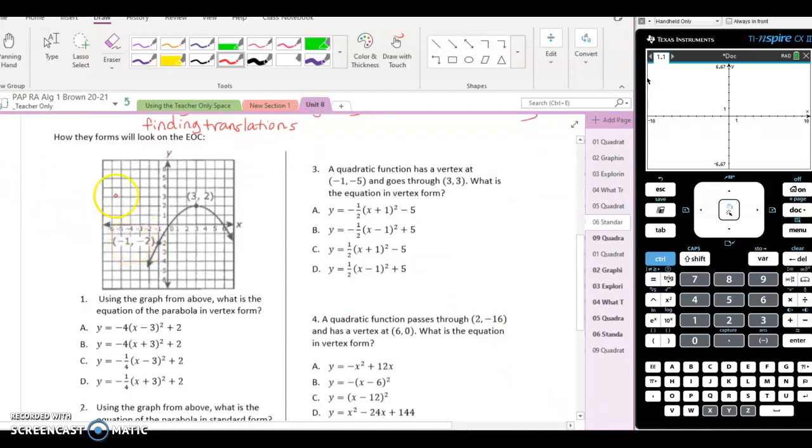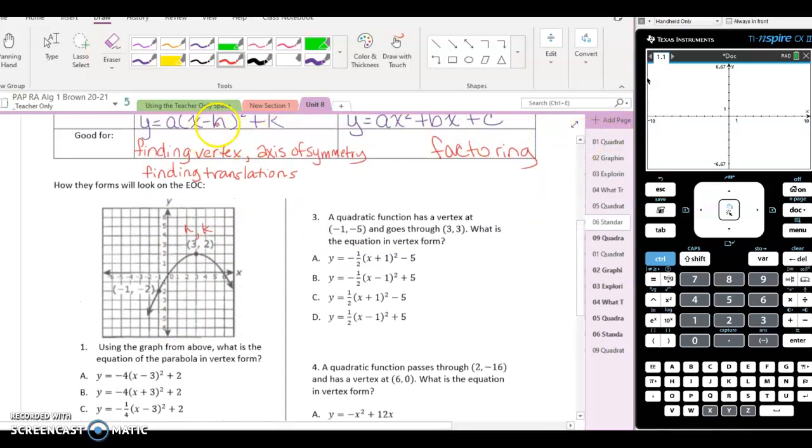So say you have this graph and they have a point right here, 3, 2. That looks like the vertex, right? That goes through the point -1, -2. Okay, so it says using the graph from above, what is the equation of the parabola in vertex form? So we know that the vertex is (h, k), right? So if you look at vertex form, my h is going to be, this should be x minus 3, in parentheses, squared, and then k would be just plus 2, right?